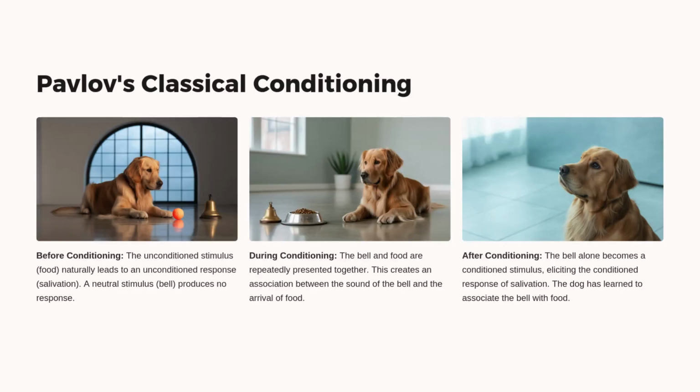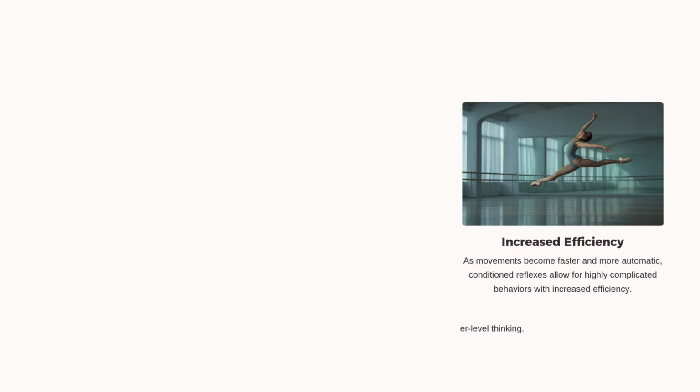Pavlov's classical conditioning. Before conditioning, the unconditioned stimulus, food, naturally leads to an unconditioned response, salivation. A neutral stimulus, bell, produces no response. During conditioning, the bell and food are repeatedly presented together. This creates an association between the sound of the bell and the arrival of food. After conditioning, the bell alone becomes a conditioned stimulus, eliciting the conditioned response of salivation. The dog has learned to associate the bell with food.